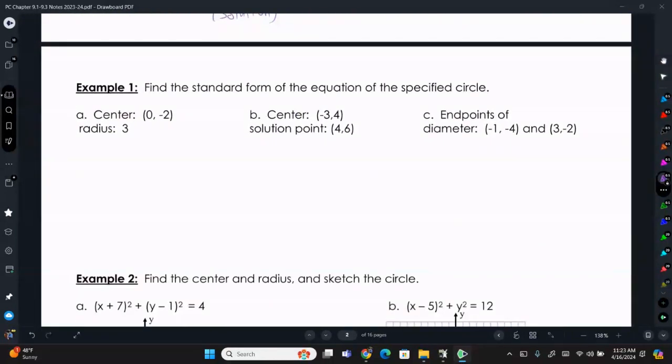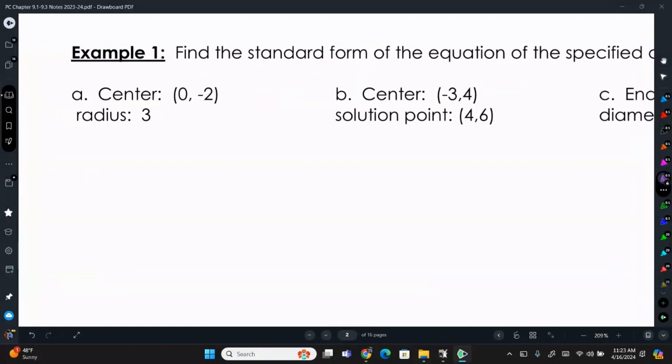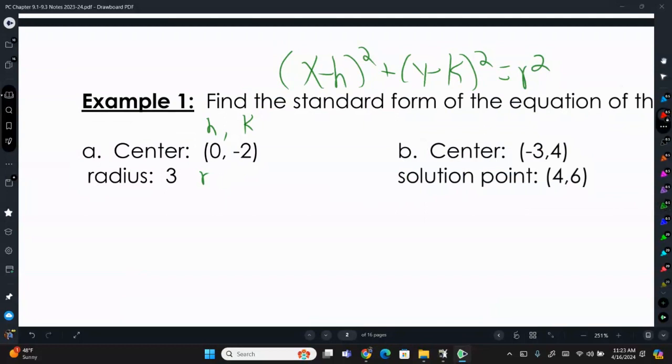It says find the standard form of the equation of the specified circle. So, center at (0, -2) and radius 3. I'm going to write this up here so we don't have to keep going back and forth. Our center is (h, k), and this is our r value. So it's going to be x minus 0 squared plus y minus -2 squared equals r squared, or 3 squared.